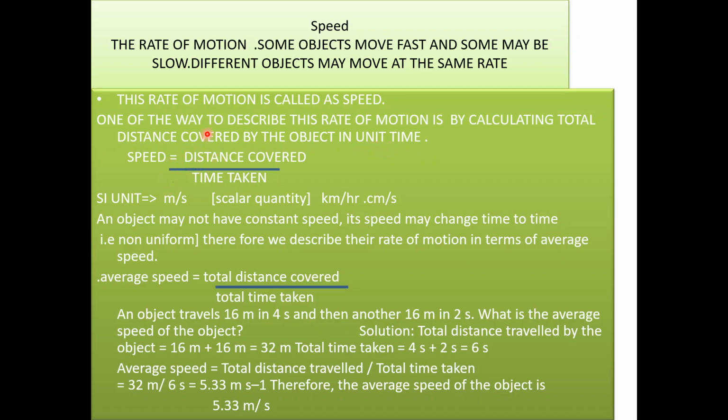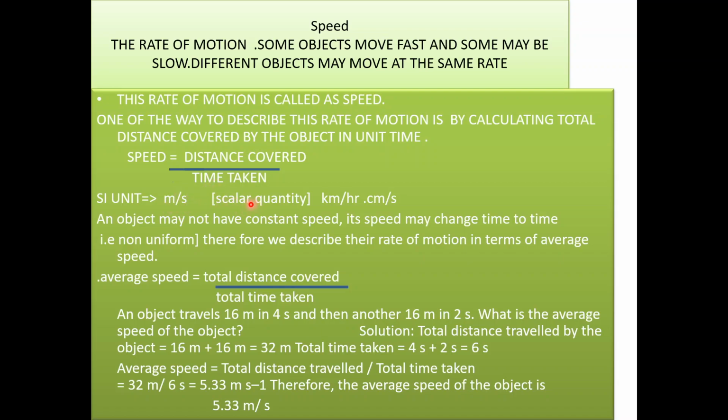Who is moving fast? How will you compare? By finding out its speed. How can you calculate it? Distance covered upon time taken. What is its SI unit? The unit of distance is meter, the unit of time is second, so meter per second.